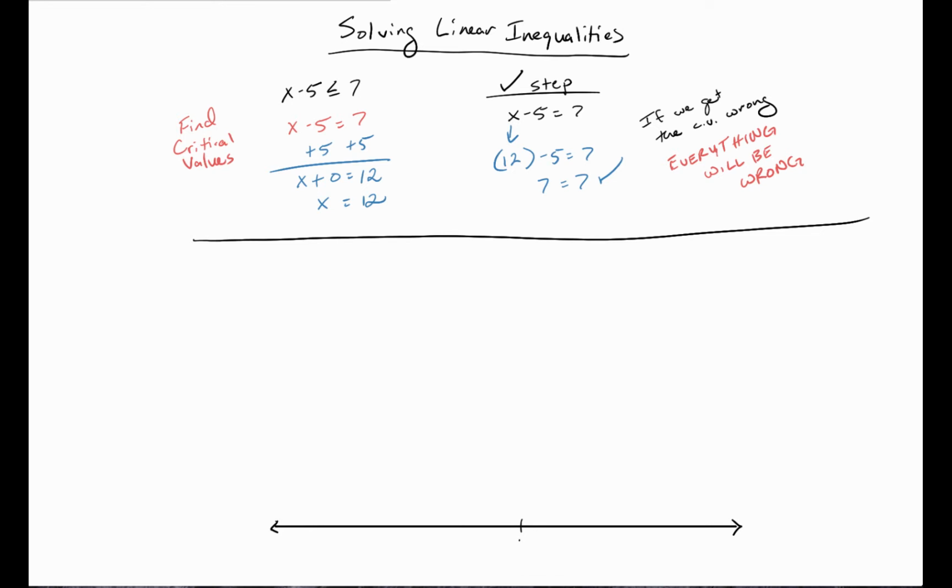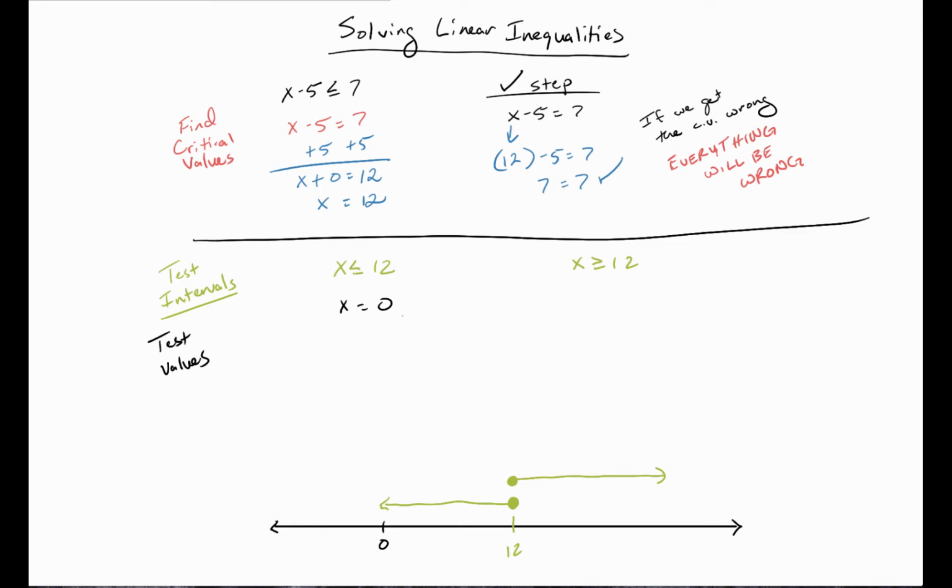So if these two expressions, x minus 5 and 7, are equal at x equals 12, then we know that we have two real options. Our solutions are either going to be x is less than or equal to 12, or x is greater than or equal to 12. We know that 12 is part of the solution set because of the less than or equal to sign. So I graphed those out. Now I know that it's one or the other, and we're just going to test values.